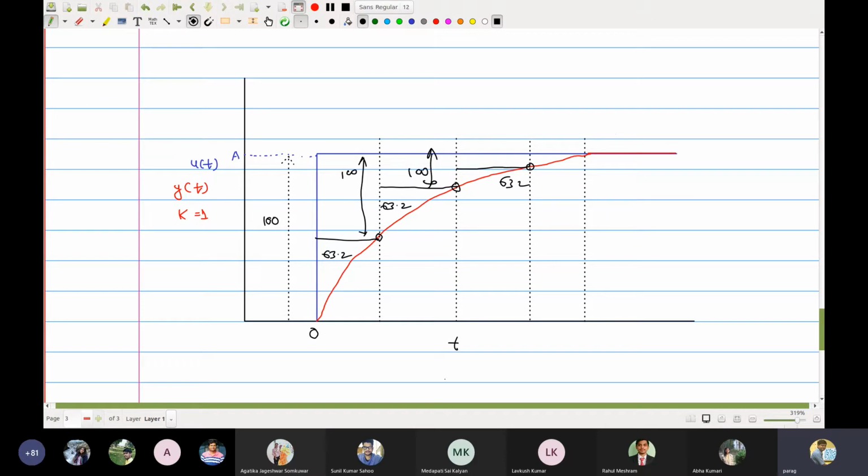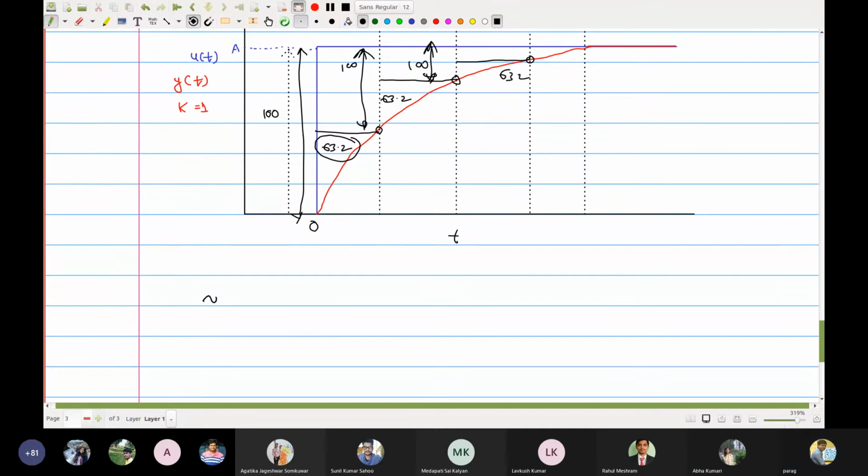So for the time constant, basically your rate of change depends upon your instantaneous value, and it covers 63.2 percentage of the remaining. So this was the remaining one, this is the remaining one, this is the remaining one, and so on. So your system covers 63.2% of the remaining disturbance in one time constant.